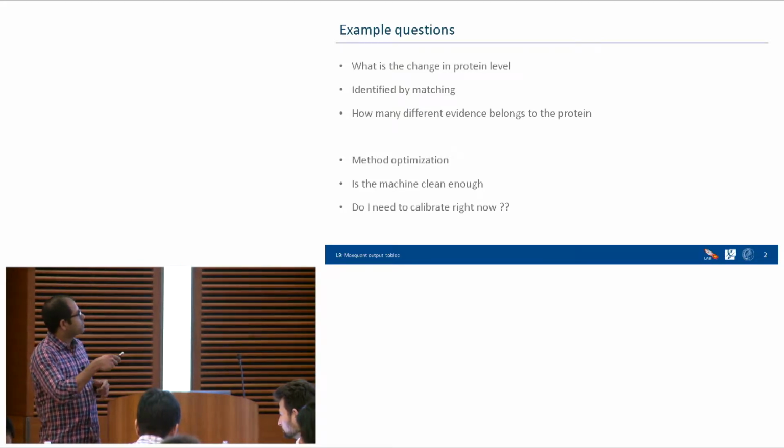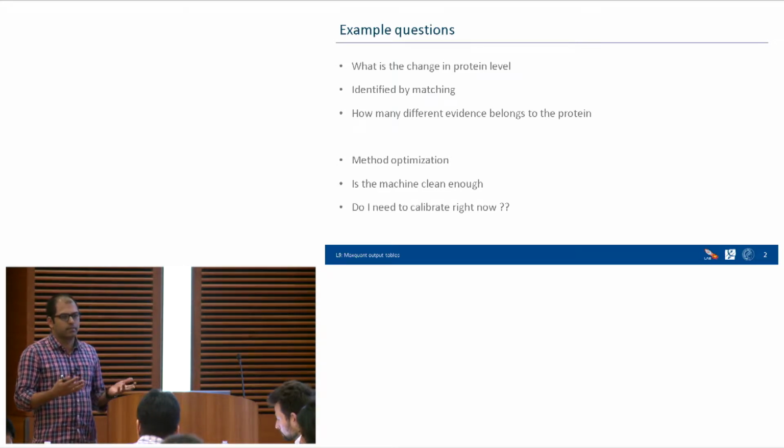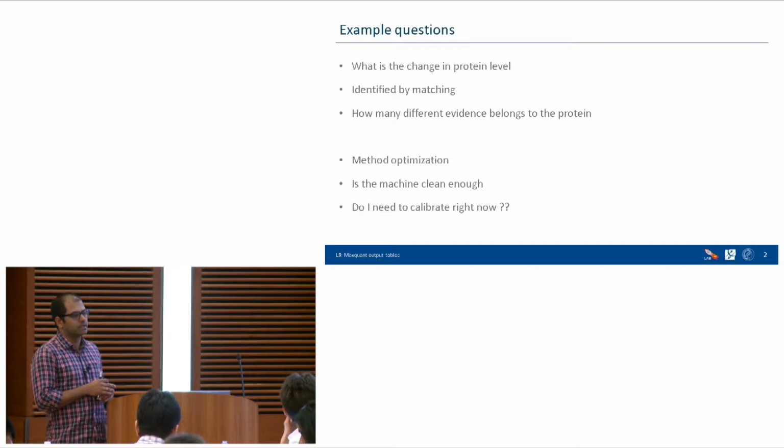Like, is my protein identified by sequencing or is it identified by matching? And how much evidence is there, is the protein identified with just a single peptide? If it's a single peptide, are there multiple sequencing events from that single peptide? These are all useful information.